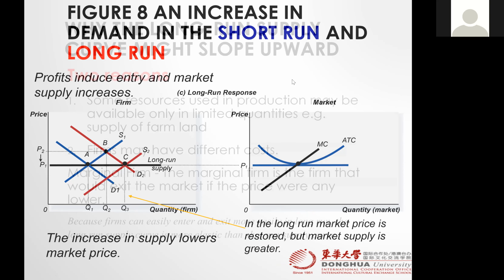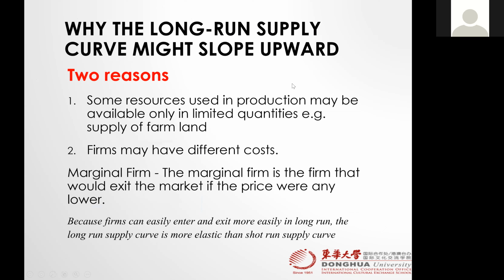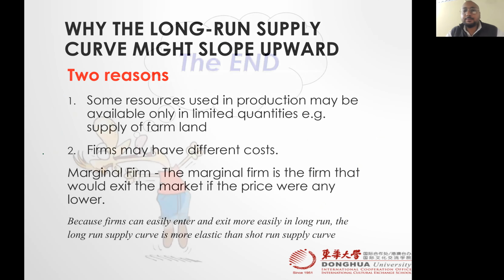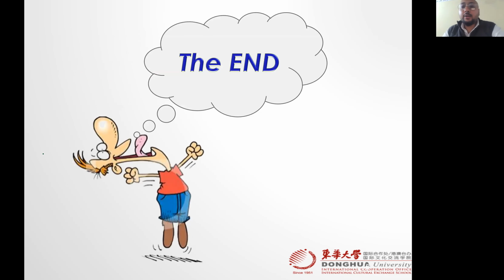We talked about this earlier, that there are two reasons the market supply curve is upward sloping. Number one, the firm has limited resources in production, and number two, firms have different cost structures. Simple. All right, so that's the end of this lecture.